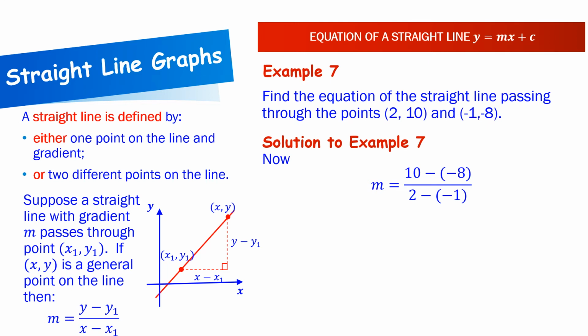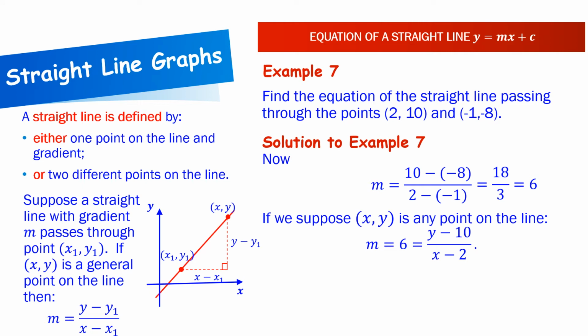Now the gradient of the line, m, is equal to 10 minus -8 over 2 minus -1. This equals 18 over 3, which is 6. So m is equal to 6.